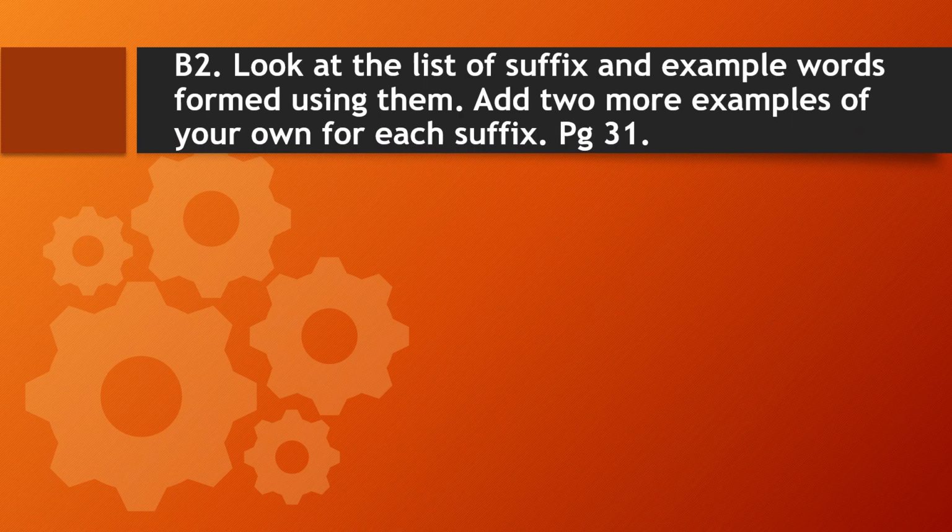I want you to take out page number 31 and look at exercise B2. It says, look at the list of suffix and example words formed using them. Add 2 more examples of your own for each suffix. Now children, if you see this exercise, they have given us 5 suffix here, and with each suffix they have given us 2 examples. We have to add 2 more examples of our own. So let us go ahead and try and do this exercise. I hope you're ready with a pencil and your book.